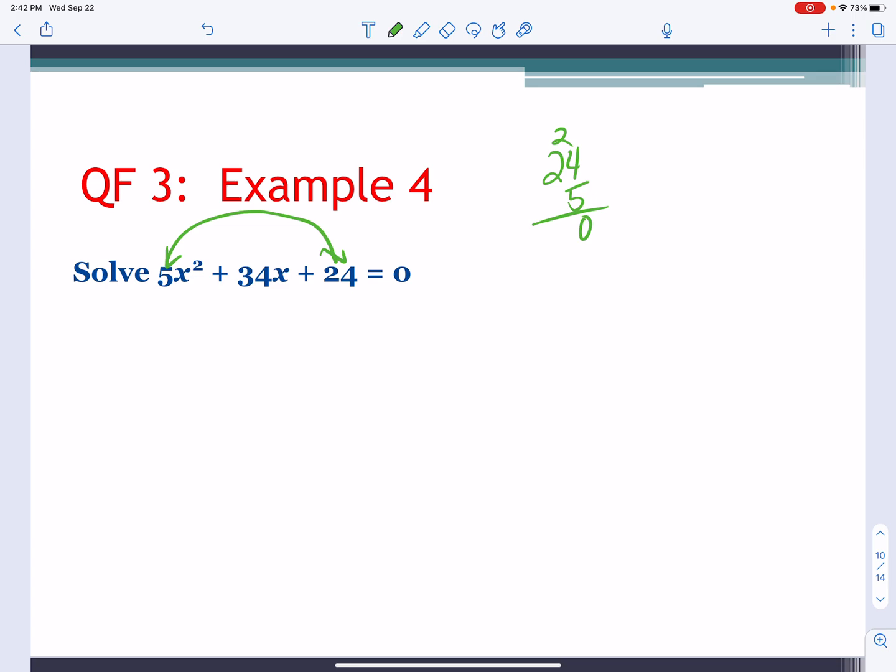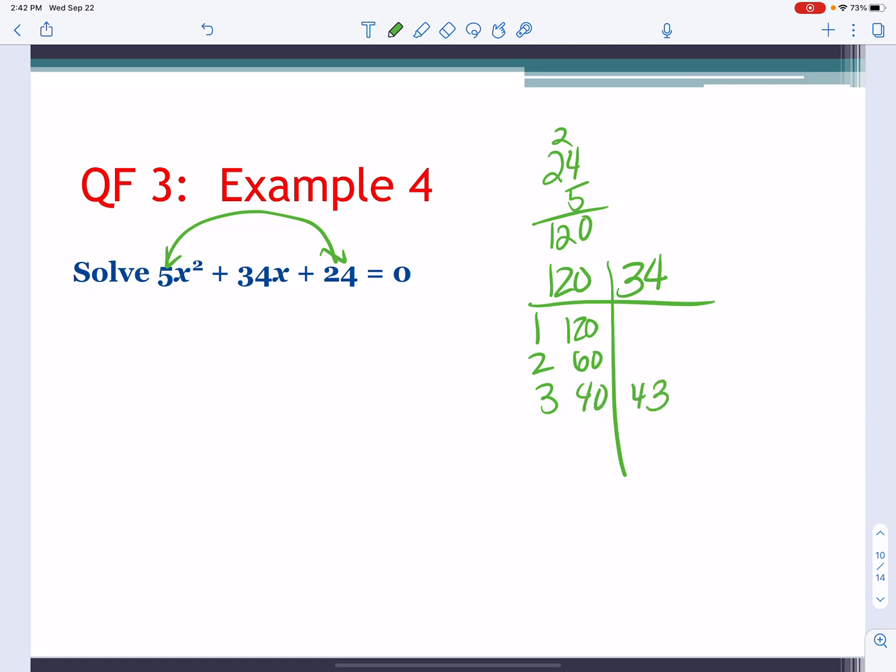20, carry the 2, 10, 120, right? So you're doing factors of 120 that add up to 34. So 1 and 120, 2 and 60, 3 and 40. Okay, I'm getting closer. That's 43. 4 and 30. Oh, there it is. So this is very similar to the one on the test without a calculator.